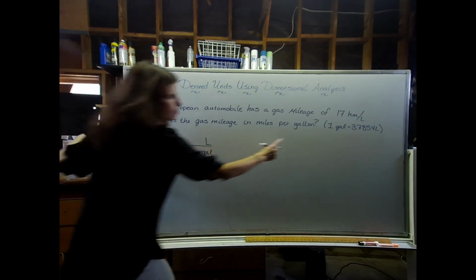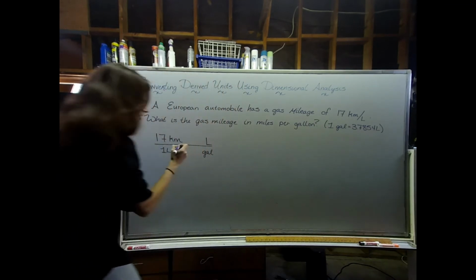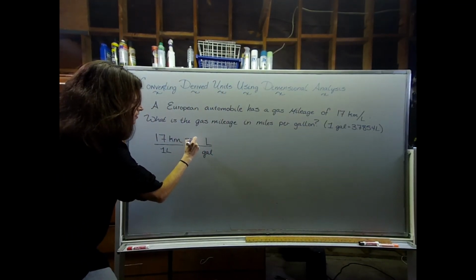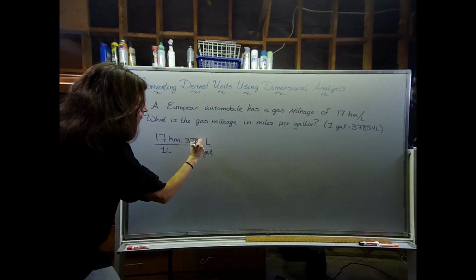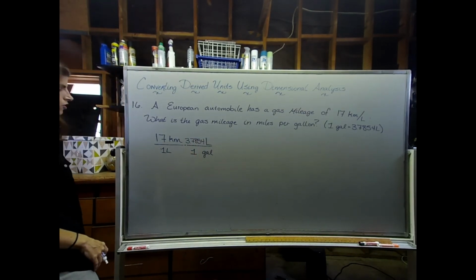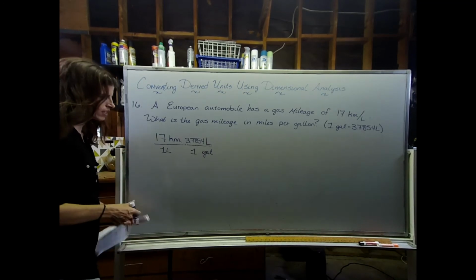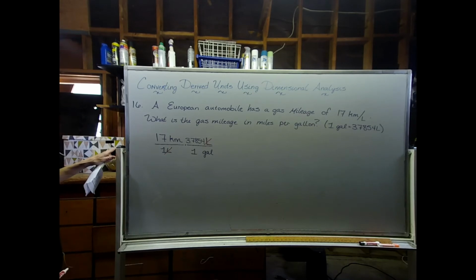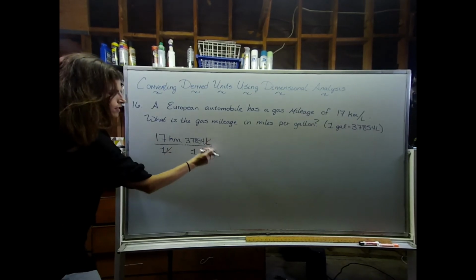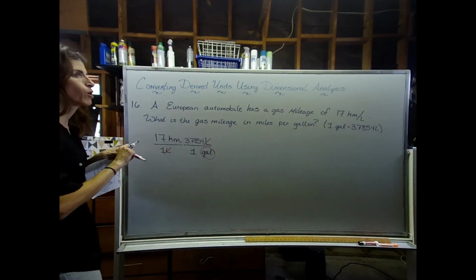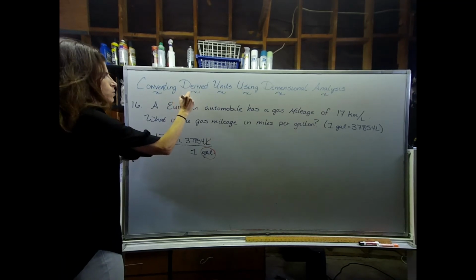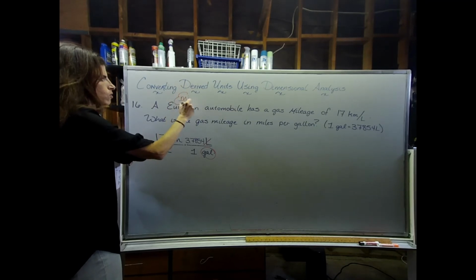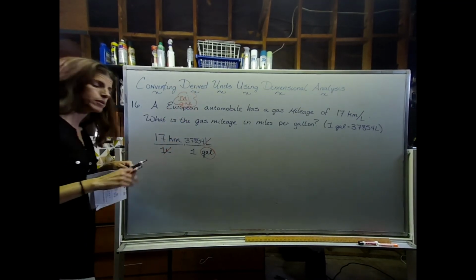Then I grab the numbers. So the 1 is next to the gallons, and 3.7854 is next to the liters. Let's see what's canceling. How's that working out? So liters is canceling liters, and I'm just left with gallons in the denominator. That's perfect because we want to get these units to miles per gallon. That's our goal. So we're good to go on the denominator.